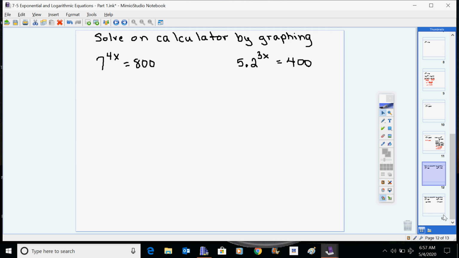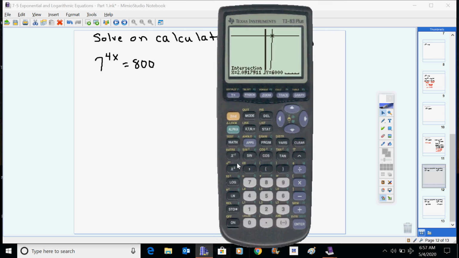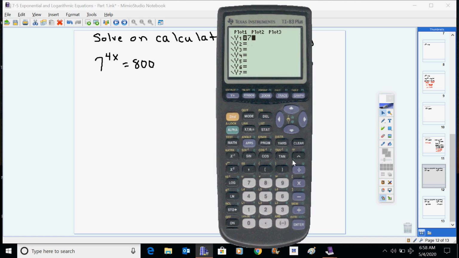Okay, we can solve these by graphing. Let's put those in the calculator and give that a shot real quick. Now in this case, I'm going to want to make my window go past 800, and this one I want to make it go past 400. So let's just do those. Y equals, and we'll clear these out, 7 to the 4x power.